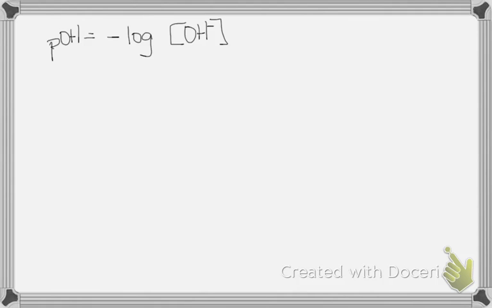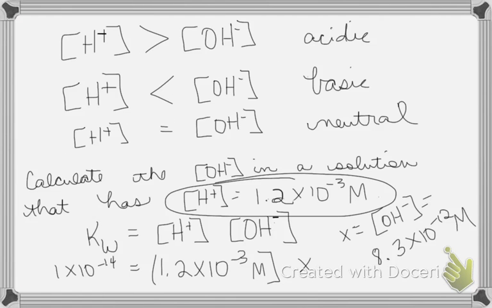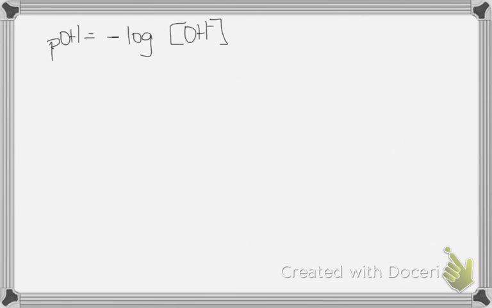So again, going back to that problem we worked earlier, if the hydrogen ion concentration is 1 times 10 to the minus 3, we used that and we calculated that hydroxide is 8.3 times 10 to the minus 12, right? What do you expect the pOH to be around? 12. Around 12, right? So let's see what it is.